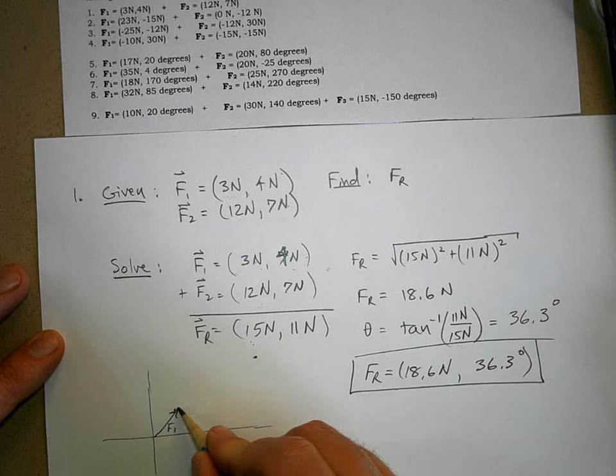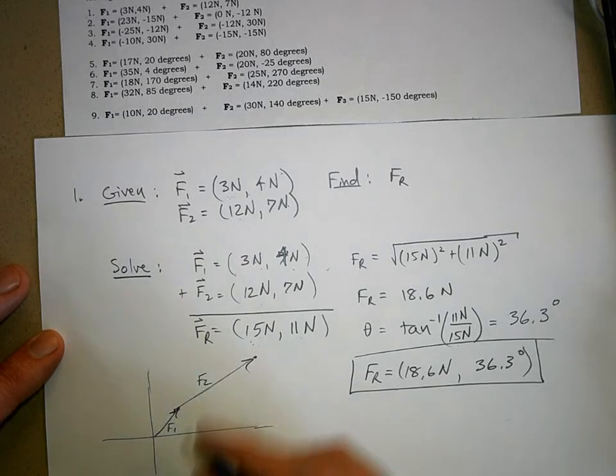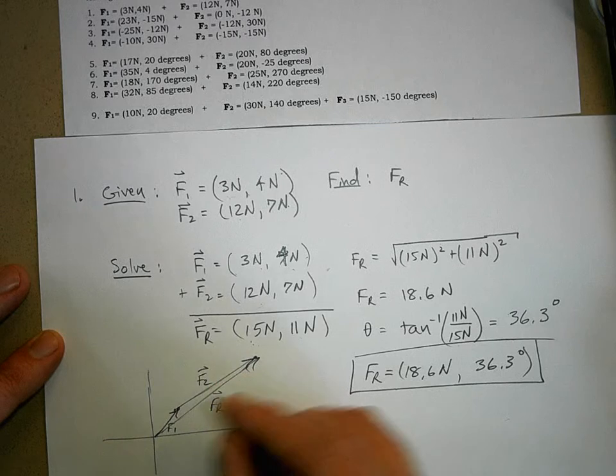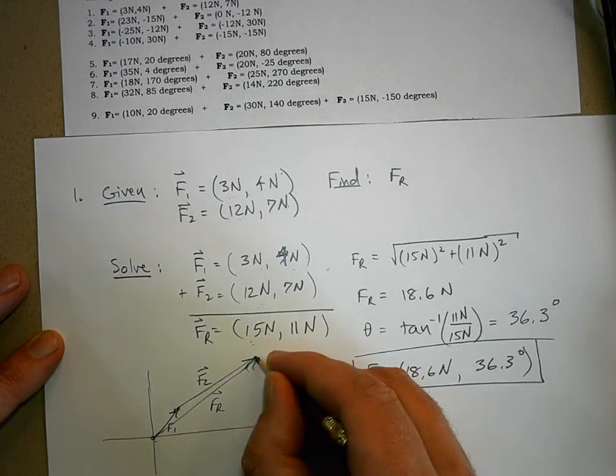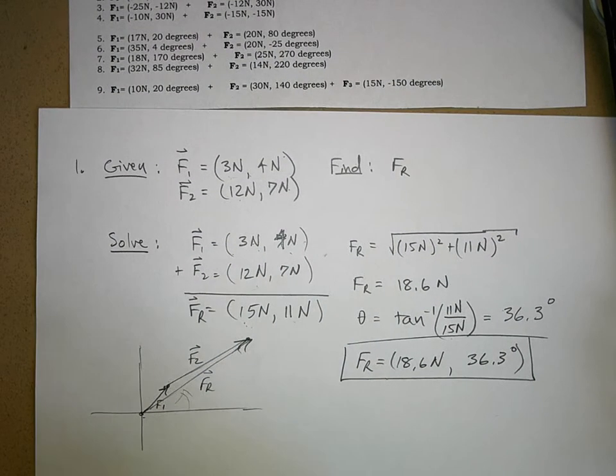So if this is 3, then 12 would be way over here, and then up 7. This is just kind of an estimate. So there's F2. So my resultant vector looks like this. There's FR. It starts where F1 started, ends where F2 ended. Does that make sense? Yeah, and that angle looks a little bit more than 30. Now remember, this is just a little hand sketch, but it does confirm that what I got mathematically makes sense.